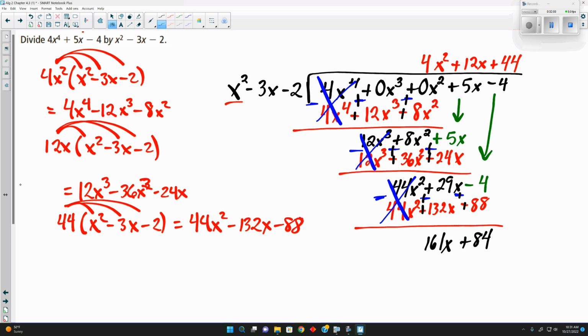Now we could rewrite it out, but I have a feeling at this point you do have some space next to what we divided by on top. If you do, we could go on and just say plus 161x plus 84 over our x squared minus 3x minus 2. Or we can write it back out with that to the side.